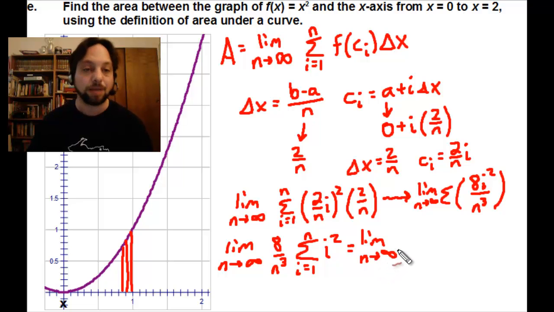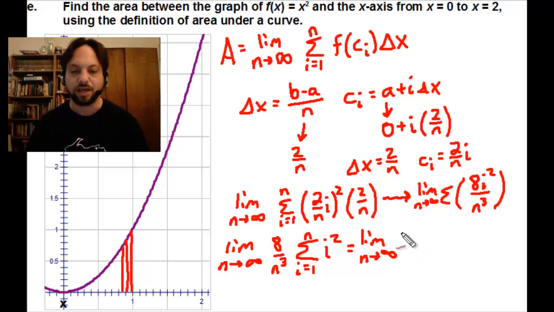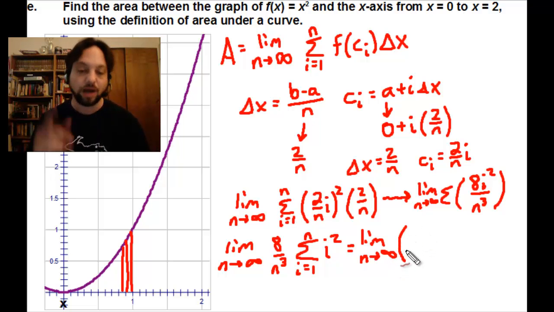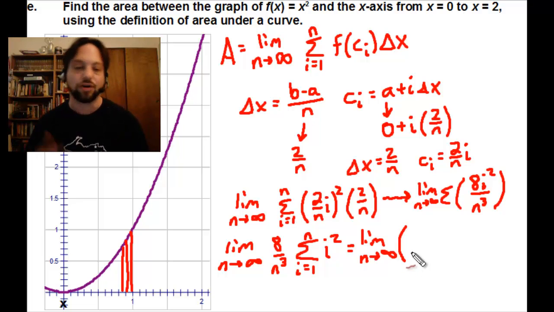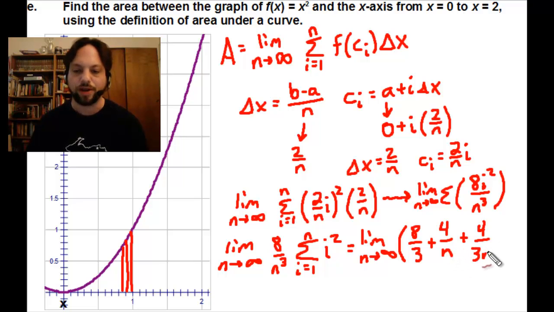But what we should end up with, if you do it correctly, is the limit as n approaches infinity of, and this is going to be after I distribute the 8 over n cubed throughout, what we should end up with is 8 over 3 plus 4 over n, and finally plus 4 over 3n squared. Again, do the math, verify that this is in fact correct.